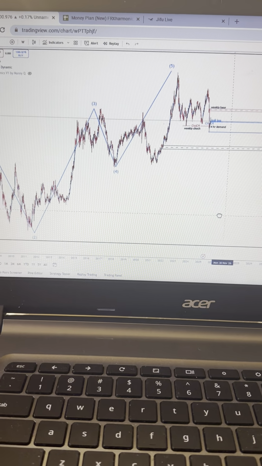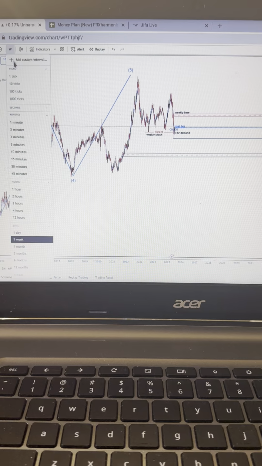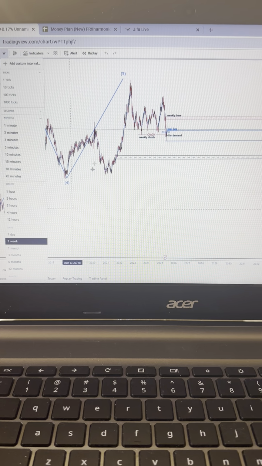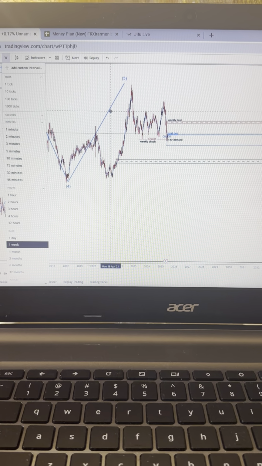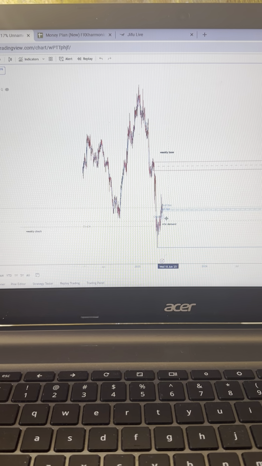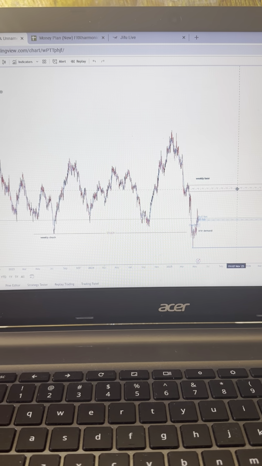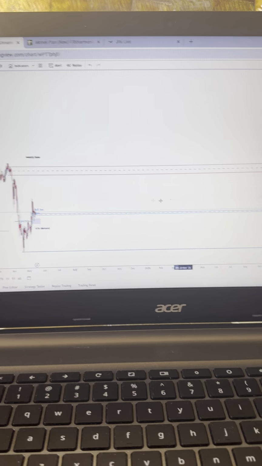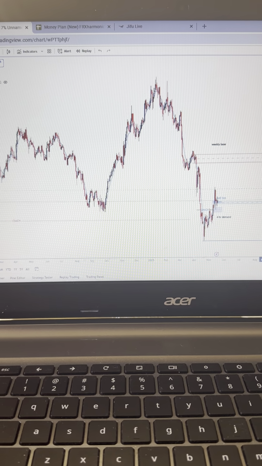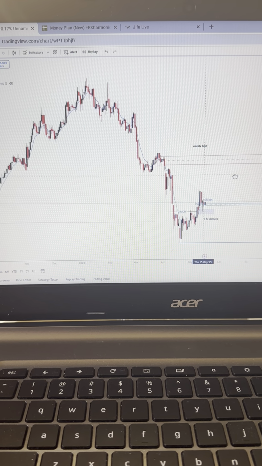In this zone here, the last zone on the weekly, let's go to the daily. So we see that the weekly is bearish. The daily, let's go down here, is turning over and showing signs of counter-trending, showing signs of bullish.